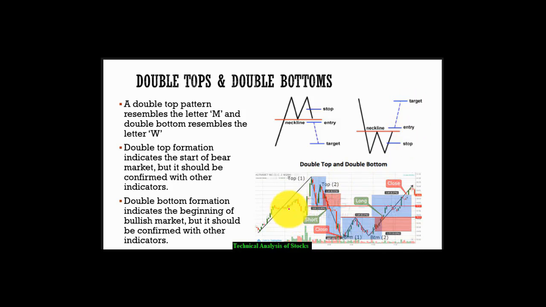Practically this happens like this. You can see here, this is the M formation, top 1 and top 2. This is giving a neckline and this is giving a sell signal, and the inverted double bottom, W shape, is here, and when the price crosses this neckline, this is giving you a buy signal.